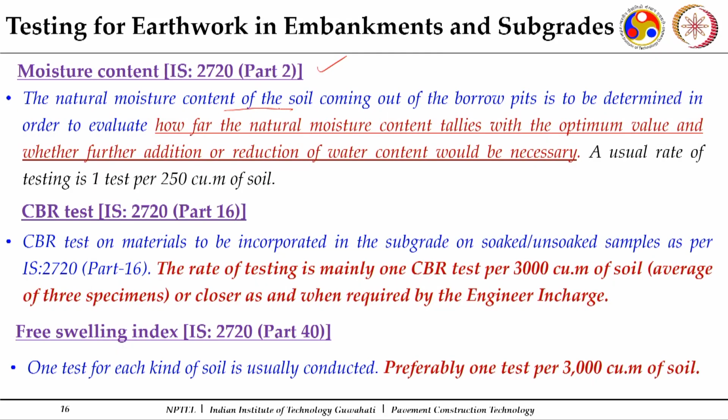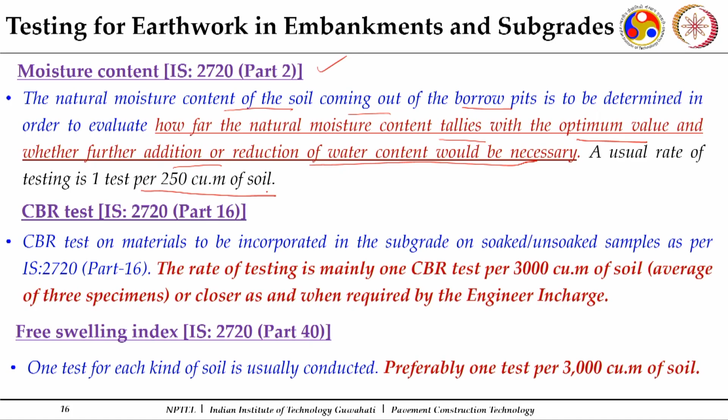One is the natural moisture content. If that is not coming to your optimum moisture content, then you need to add water. If it is more, you need to aerate it. So, the natural moisture content of the soil coming out from the borrow pits is determined in order to evaluate how far it tallies with the optimum moisture content, and whether we need to aerate it or sprinkle more water to reach the requirement. For this, normally we go for at least one test per 250 cubic meter of soil.